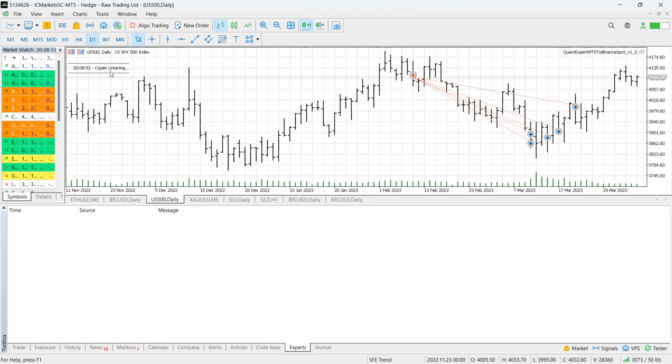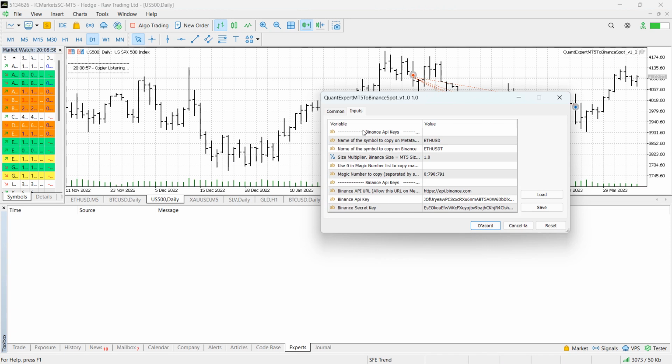The expert advisor will be listening to any trade done. The parameters are the name, the symbol you want to copy, for example, Ethereum, the name of the symbol you want to copy on this platform, on the spot, for example, Ethereum USDT. The size multiplier, we are going to change that multiplier, so the size of the trade on Binance will be the MetaTrader size multiplied by that factor.